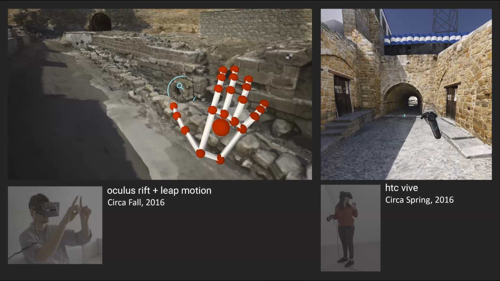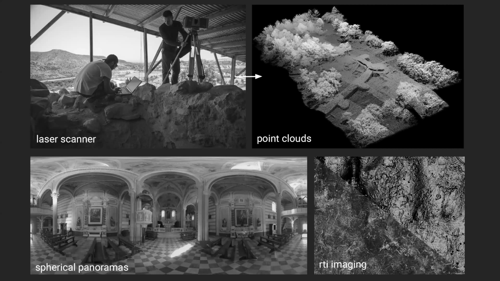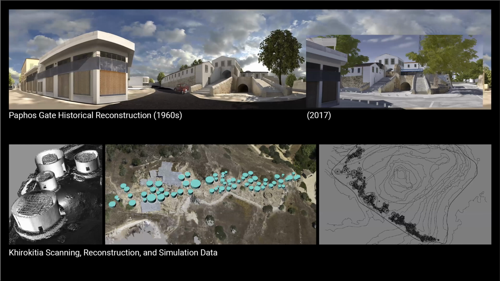The Cyprus Institute uses a range of media to capture the environment from LiDAR laser scanning, which generates point clouds. They produce spherical panoramas. They can do drone sweeps as well. They do RTI image scanning, so they can get high fidelity, high resolution surface feature scans. And they use this huge data set to generate reconstructions of previous iterations of sites.